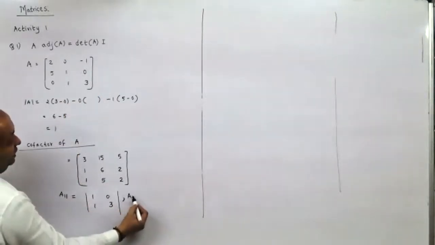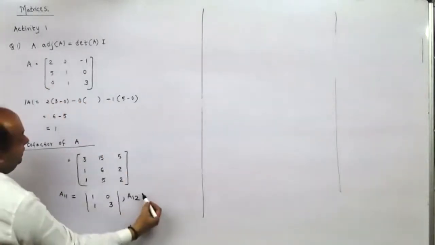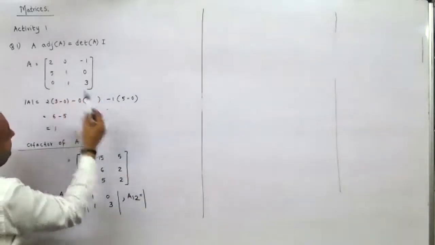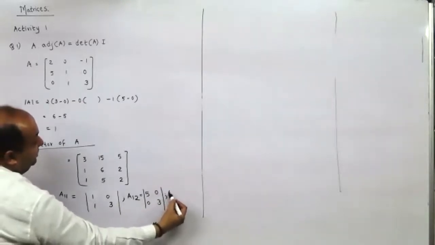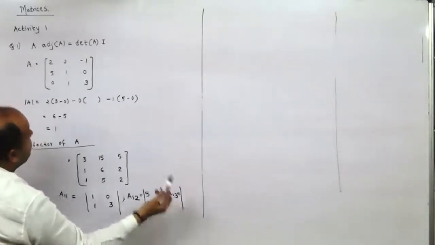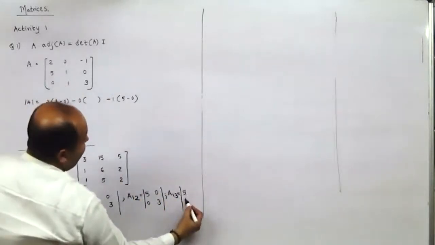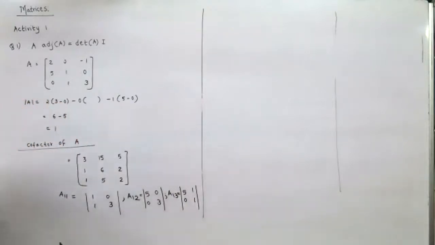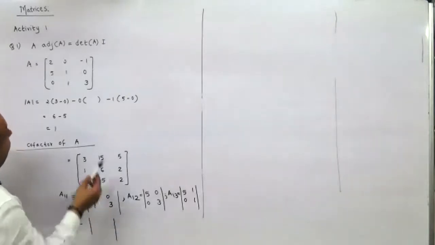Then A12 means first row, second column. So you have to find the determinant value of the remaining elements: 5, 1, 0, 3. So you write here 5, 0, 0, 3. Similarly, A13 would be first row, third column. So you are left with 5, 0, 1, 1. Then A21 would be second row, first column. So second row and the first column.